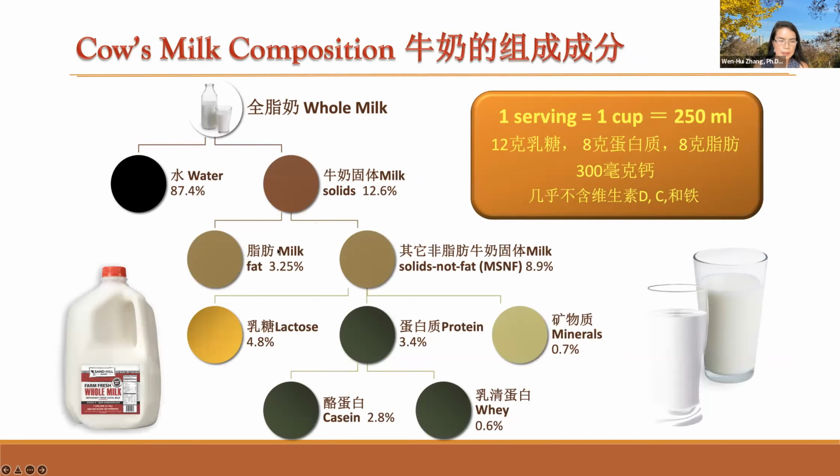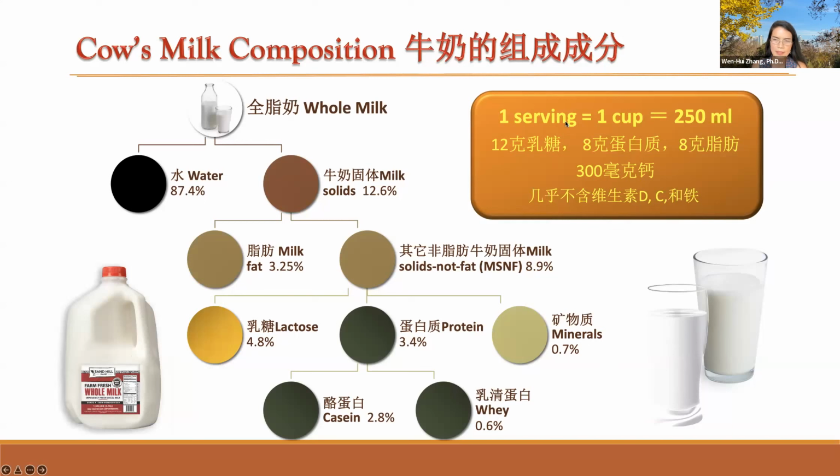And in the milk solids, about 3.25% is milk fat. So when it's whole milk, milk fat is 3.25%. And sometimes it's processed to contain 2%, 1%, or non-fat by removing part of the milk fat. And then the other solids can include sugar, which in milk is lactose, and protein, which in milk is casein and whey. Whey is soluble, casein is insoluble, and also some minerals.